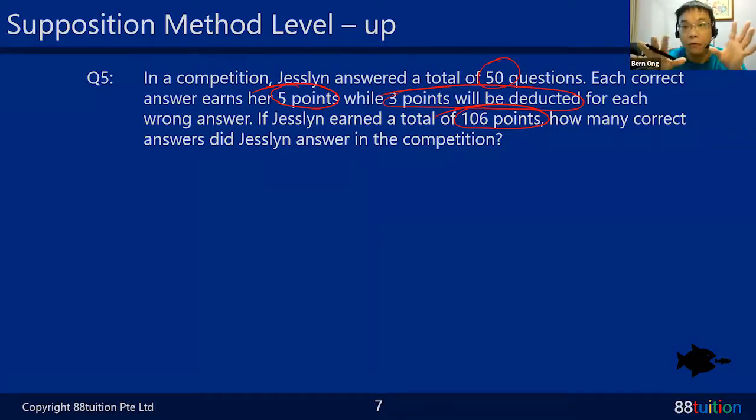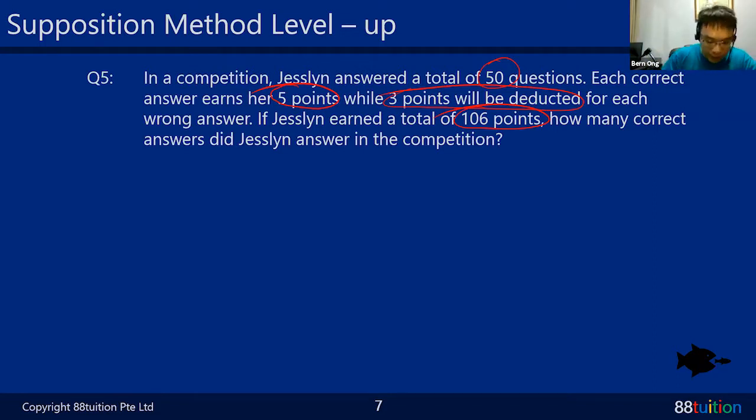For the supposition method, usually we take what? The least value. For supposition level up, we take the most value. Know the difference, okay? Yes, we are doing supposition method, but supposition method as in the minus one, I cannot. We have to use supposition level up. That's the slight difference down here, Brandon.